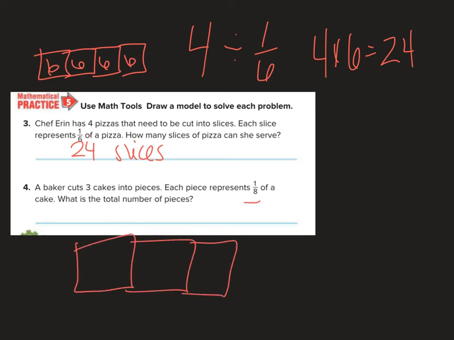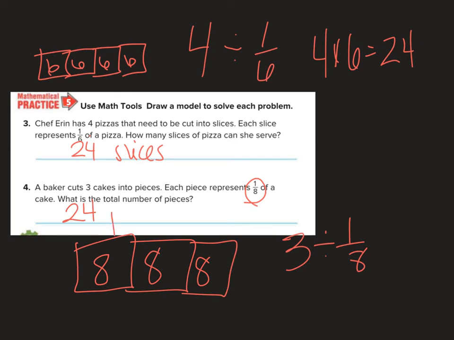Okay, a baker cuts 3 cakes into pieces. Each piece is 1/8 of a cake. So that means she's cutting each cake into 8 pieces, right? So we're doing 3 divided by 1/8, which is really 3 times 8, so I'm going to get 24 pieces. Okay, because I have 8 here, 8 here, and 8 here.